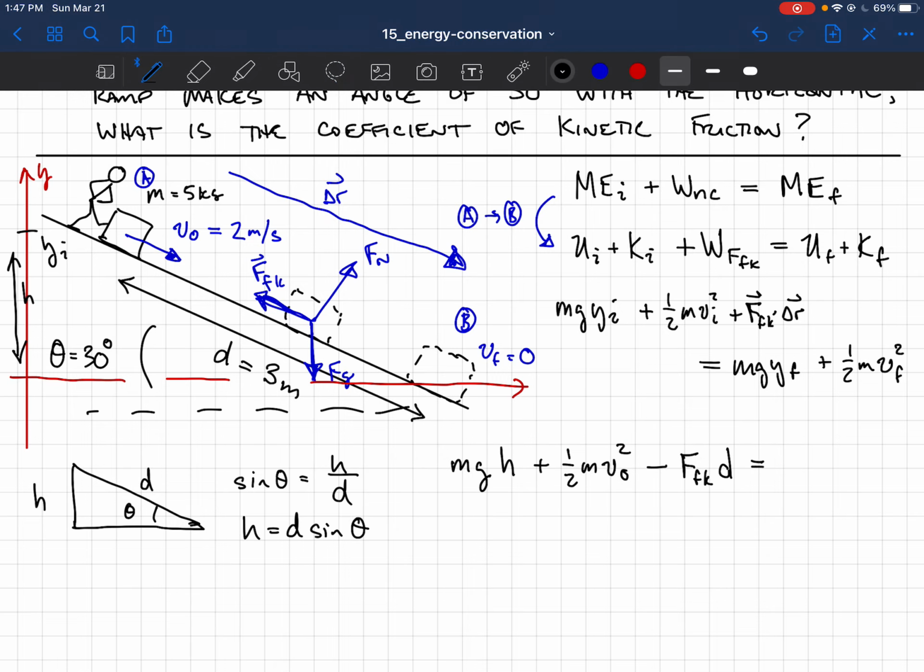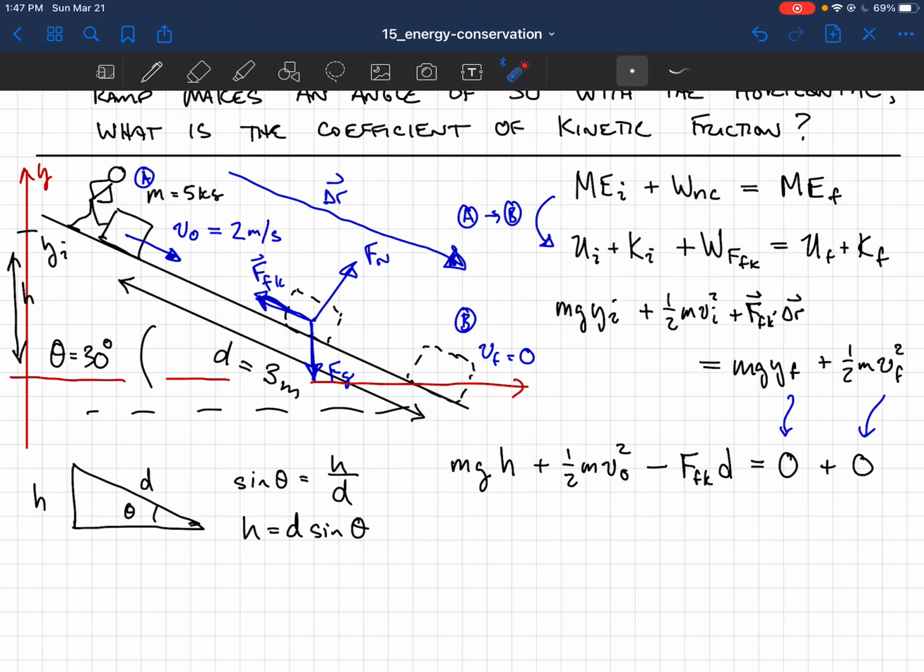The right-hand side is going to be mg y final. Well, that's 0 because my final position in the y direction is 0. And then 1/2 m v final squared, well, that's also 0 because the box stops. So I have 0 on both sides, for both terms on the right-hand side.